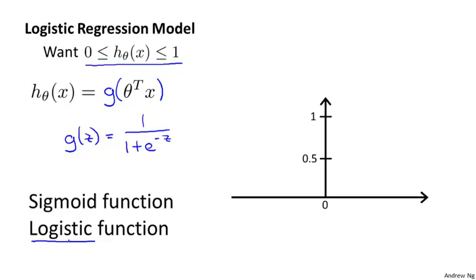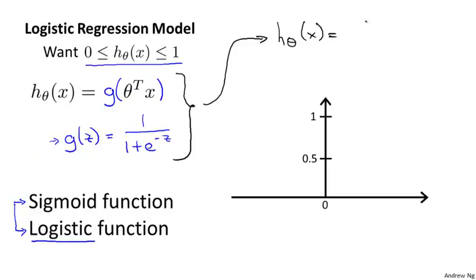This is called the sigmoid function or the logistic function, and the term logistic function is what gives rise to the name logistic regression. And by the way, the terms sigmoid function and logistic function are basically synonyms and mean the same thing. So the two terms are interchangeable, and either term can be used to refer to this function g. If we take these two equations and put them together, here's an alternative way of writing out the form of my hypothesis.